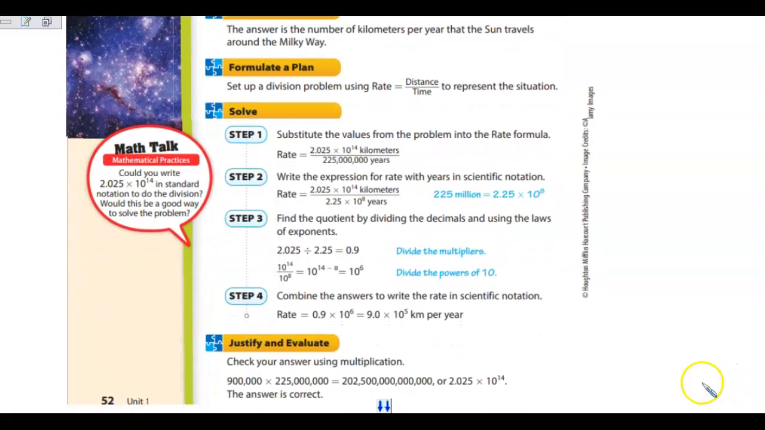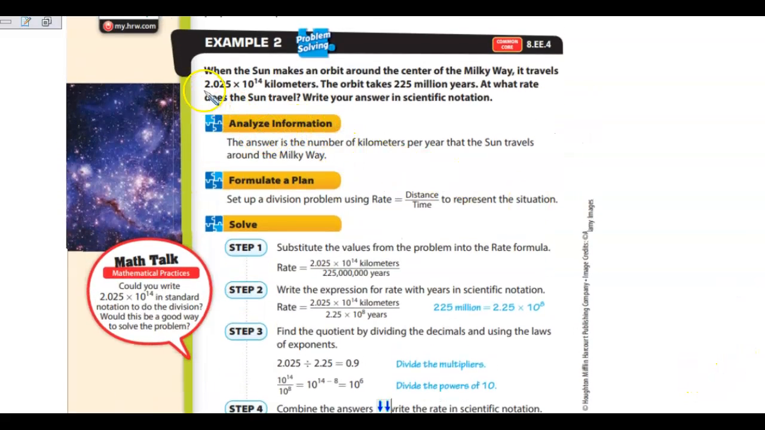Next thing we're going to do is solve it. So if the distance is this and the time is this, we're going to place the 2.25 times 10 to the 14th kilometers on top. And then we're going to put the 225 million years below that. You'll notice they wrote it in standard notation. Now, it's easier to work with scientific notation. So we're going to convert the 225 million into scientific notation.